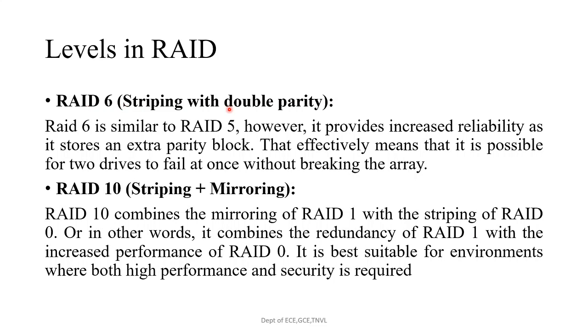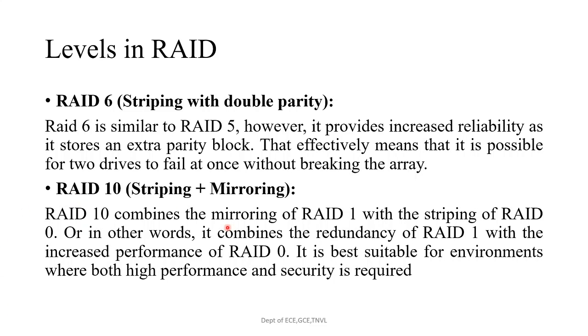RAID 6, that is striping with double parity. RAID 6 is similar to RAID 5, however, it provides increased reliability as it stores an extra parity block. This effectively means that it is possible for two drives to fail at once without breaking the array.